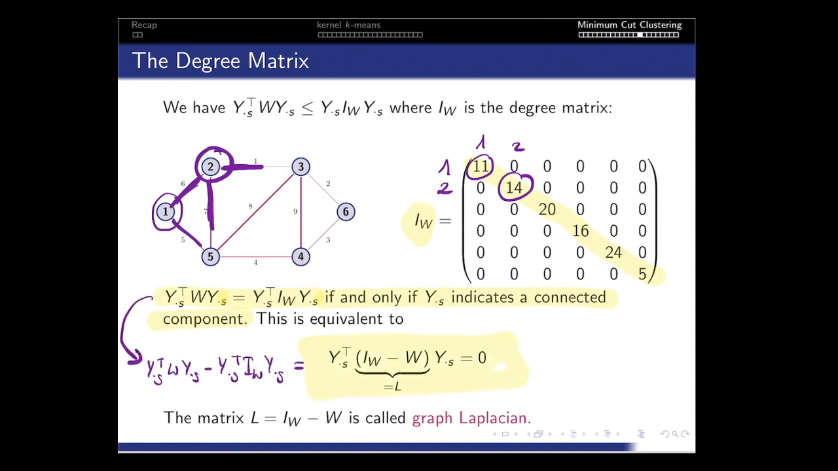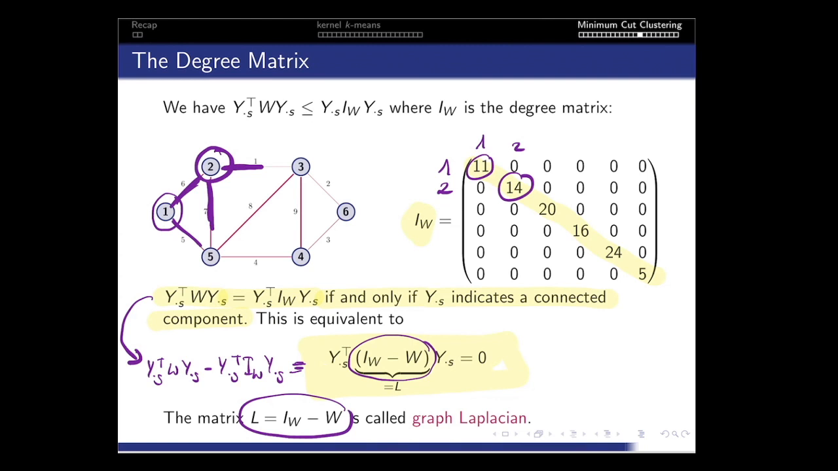So we subtract now ys transpose times the degree matrix times ys. And then, with distributivity, we can compute that this is equal to this formula here. And this matrix is called the Laplacian. This is the graph Laplacian.